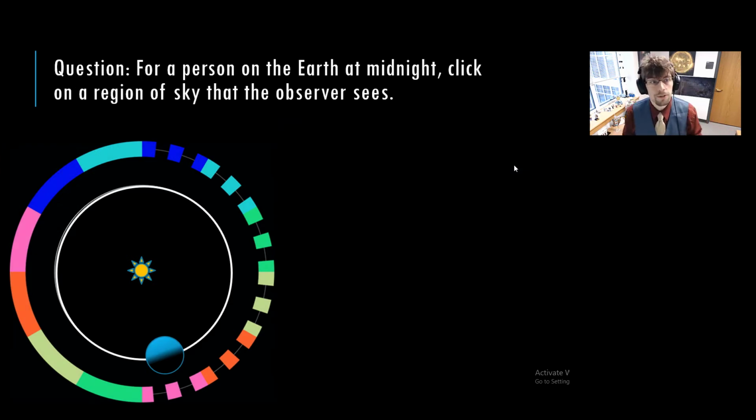So, leading question for you. Okay, we have the heliocentric view again, sun at the center, Earth orbiting the sun, and we'll do it this way. Let's say that I can take a giant paintbrush and paint the celestial sphere different colors and patterns. The question I have for you: for a person standing on the Earth at midnight, what region of the sky will they be able to see? Go ahead, take a second. You got it? Yeah, good.